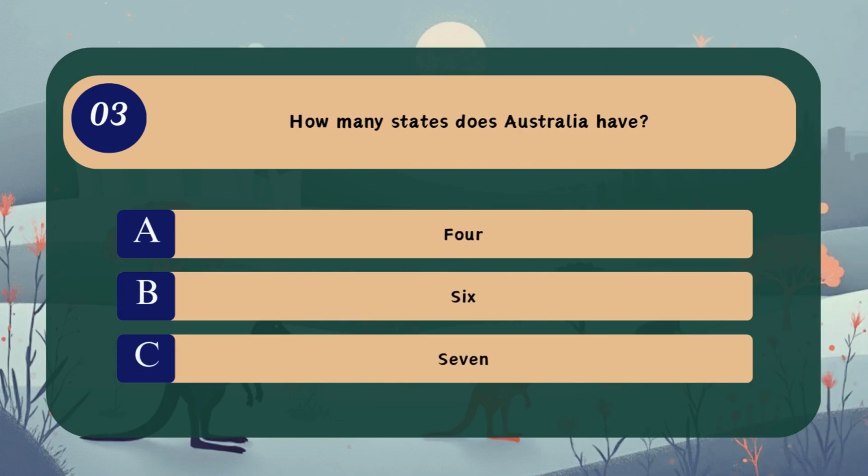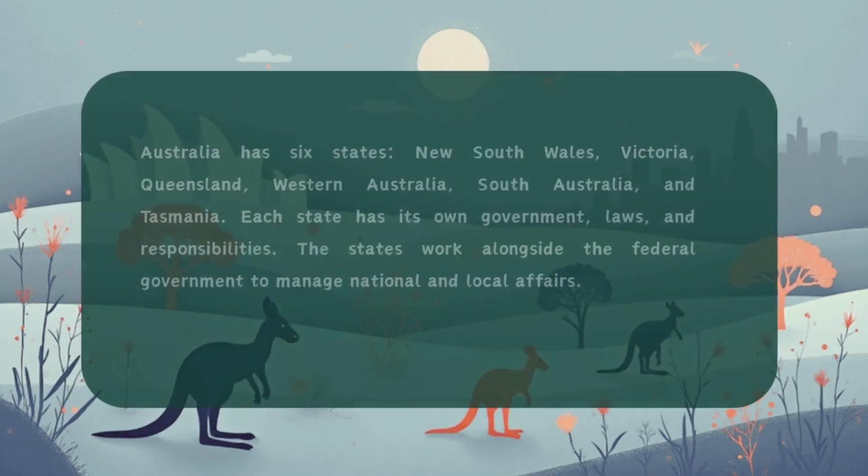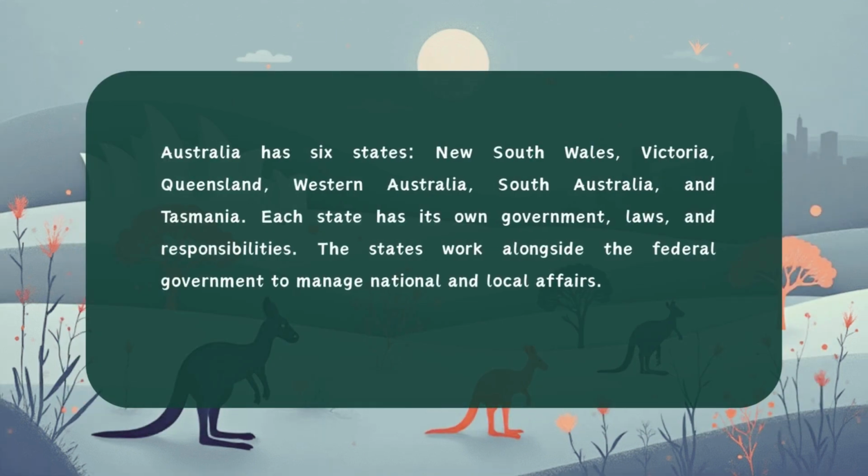Question 3. How many states does Australia have? A. 4, B. 6, C. 7. Correct answer: B. 6. Australia has 6 states: New South Wales, Victoria, Queensland, Western Australia, South Australia, and Tasmania.